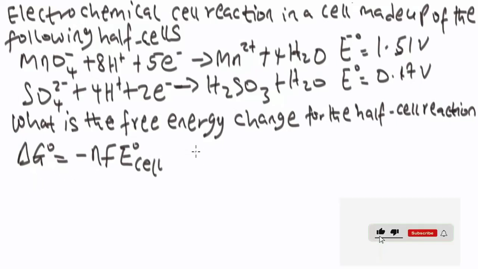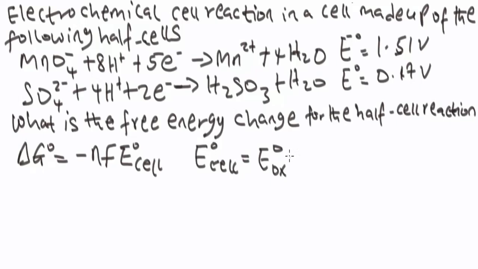The cell potential, as we all know, will be oxidation half potential plus reduction half potential, right? So in these half reactions, the one with the least electric potential will serve as the oxidation half reaction. So this half reaction that has the electric potential of 0.17 is the least, so it's going to serve as the oxidation half reaction. So we have to reverse it before we make use of it.